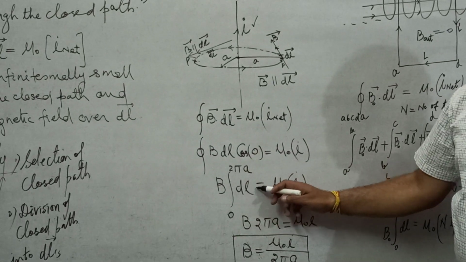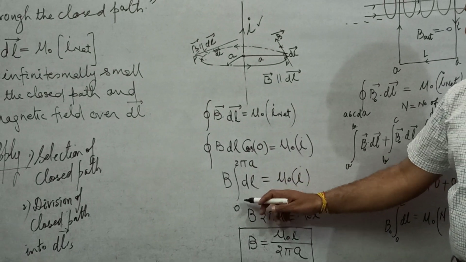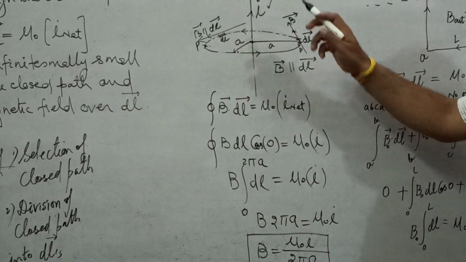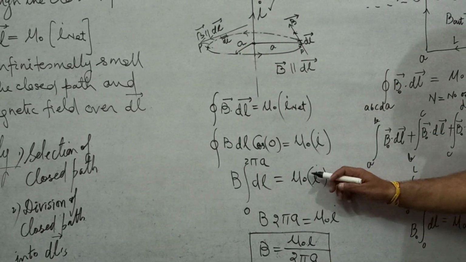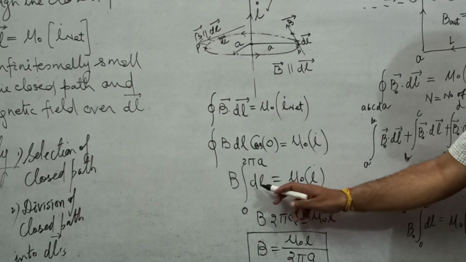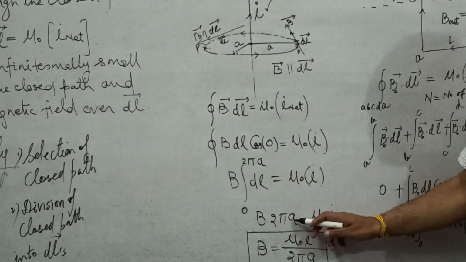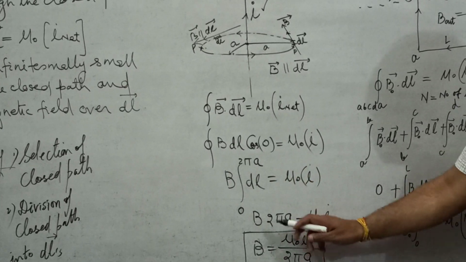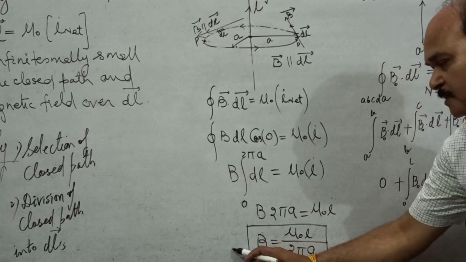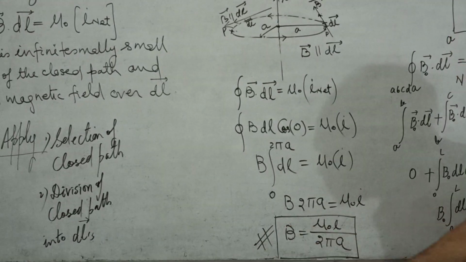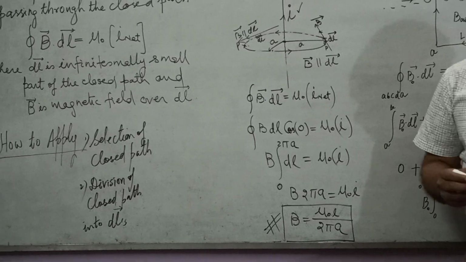We are left with integration of dl. The limit of dl is taken from 0 to 2 pi a. That is the circumference of the whole circle, and that is equal to mu naught times I. Integration of dl is 2 pi a, so 2 pi a B equals mu naught I. And what is B? B is mu naught I upon 2 pi a. This is the expression of the magnetic field due to a long straight current-carrying conductor.